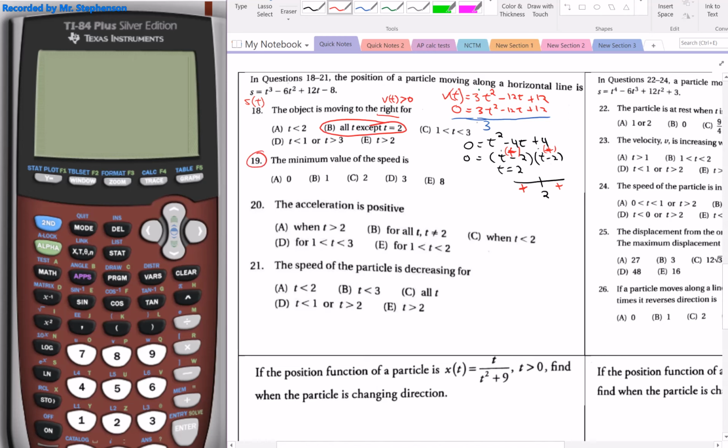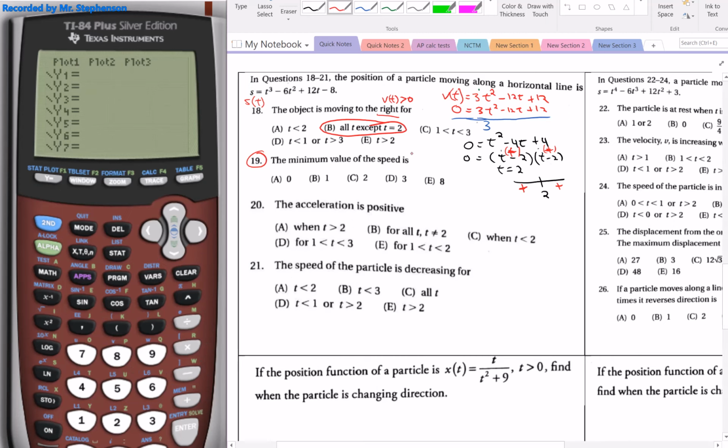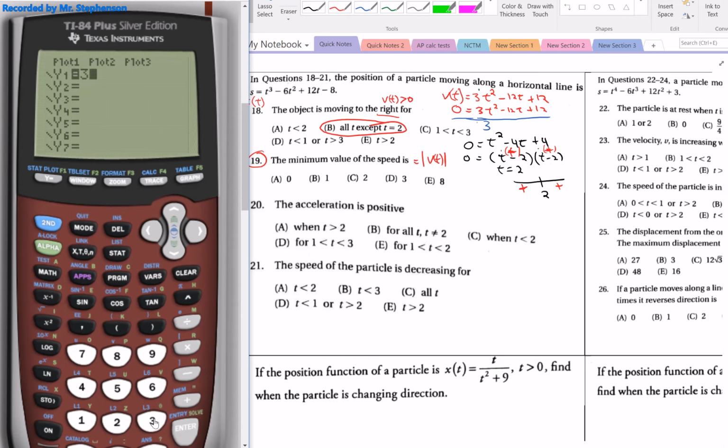For number 19, it's asking for the minimum speed. We haven't really learned how to minimize functions yet, so I'm going to encourage you to use your calculator on this one. We want to minimize the speed. Remember, speed is the absolute value of the velocity. So let's graph our velocity, 3x squared minus 12x plus 12, on our graphing calculator.